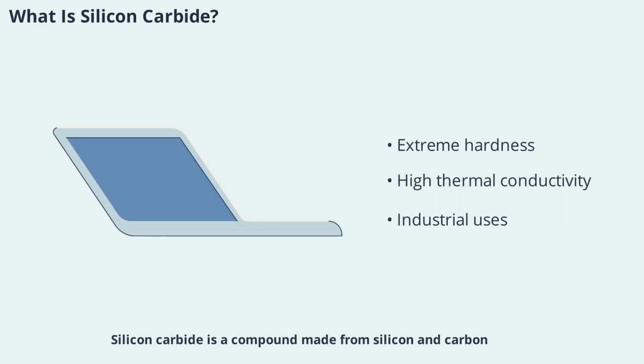Silicon carbide is a compound made from silicon and carbon. It is known for its extreme hardness and high thermal conductivity, making it valuable as an abrasive and in high-temperature applications. Silicon carbide is used in cutting tools, semiconductors, and even as a gemstone.